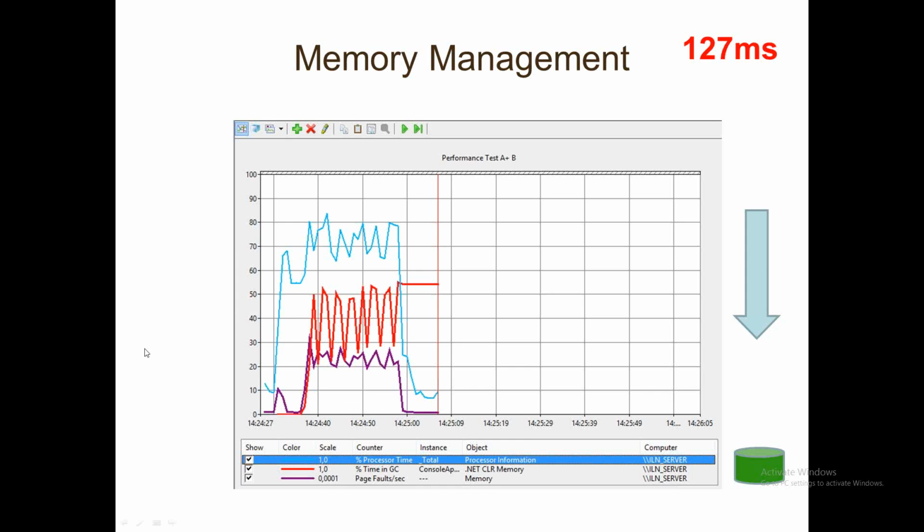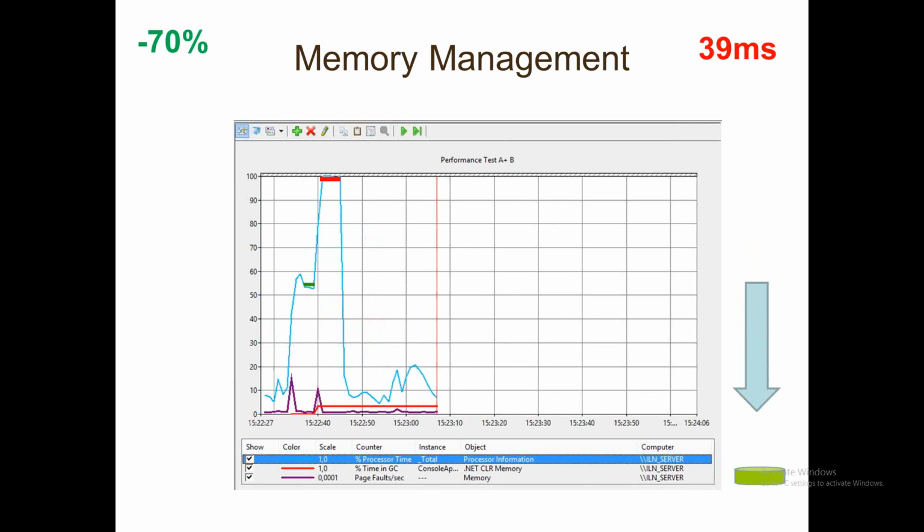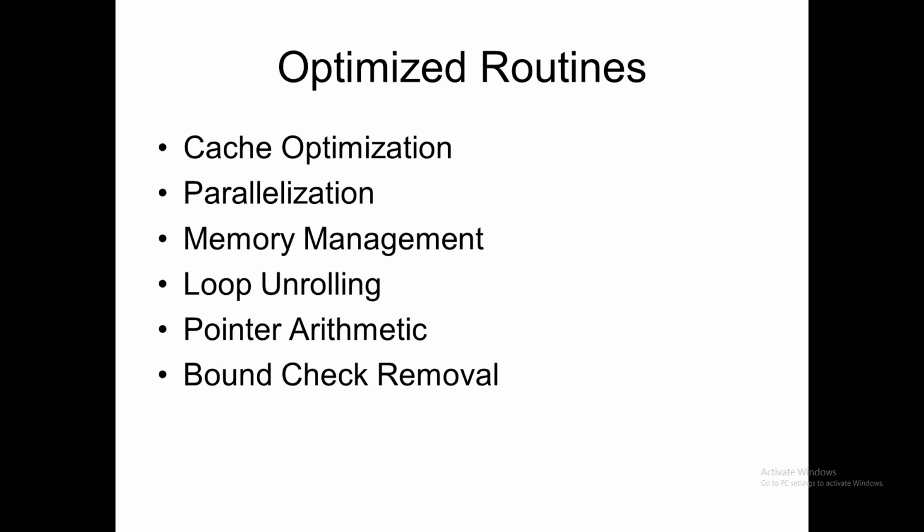And that's what we do, from 127 milliseconds down to 39 milliseconds, another 70%. And you see almost no page faults, almost no time in garbage collection, and we almost completely use our processor resources here. So we really managed to get down the time. It's not all. We do 3 extra things, very expert things here: loop unrolling, pointer arithmetic, bound check removal.